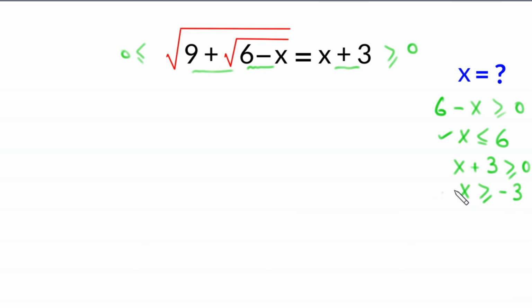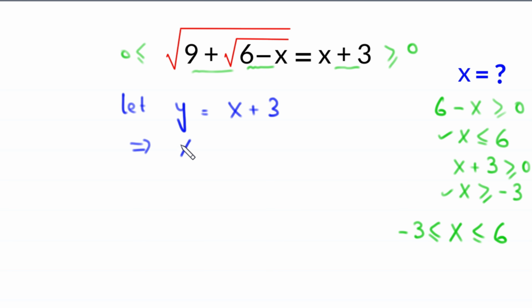If we combine these two, we get the domain of the equation. X must be less than or equal to 6 and x must be greater than or equal to negative 3. Now to simplify the solution, we suppose that let y is equal to x plus 3. If we move this 3 to the left hand side, then this implies that x is equal to y minus 3.